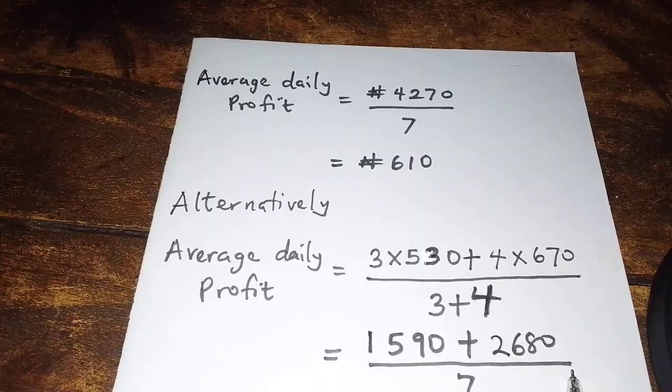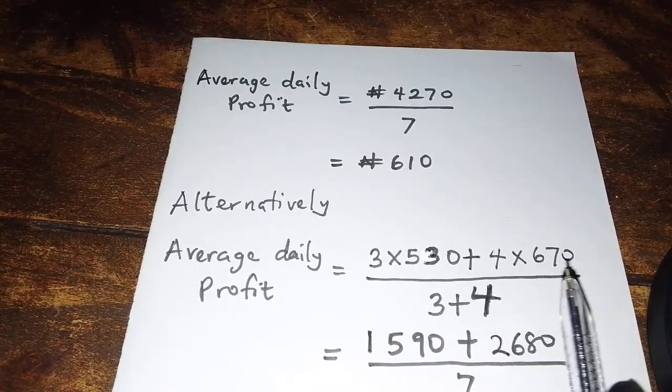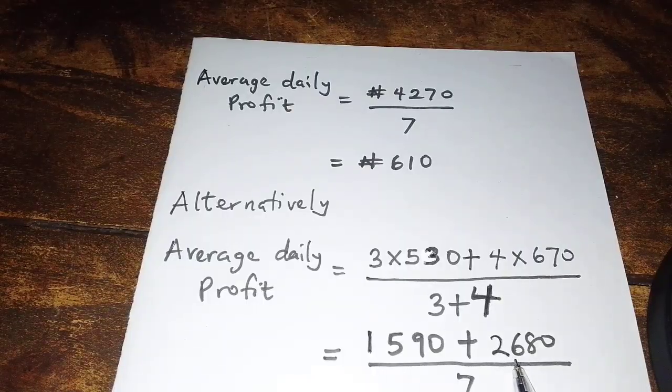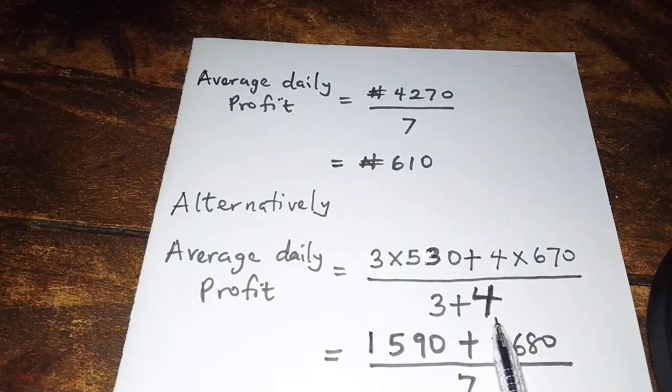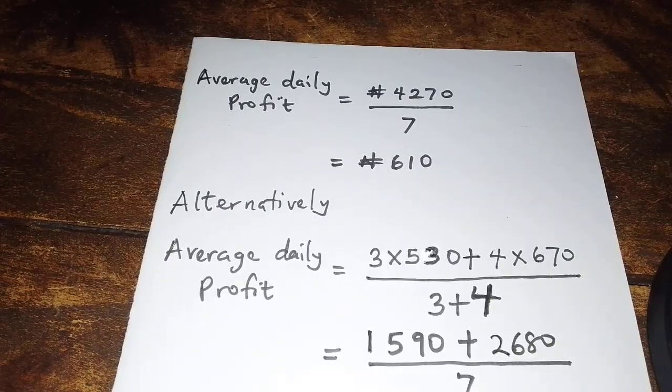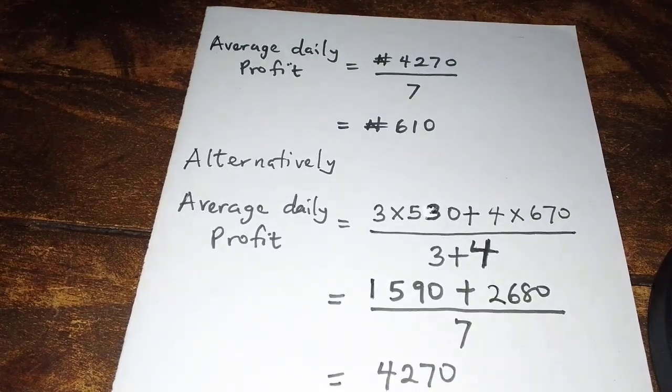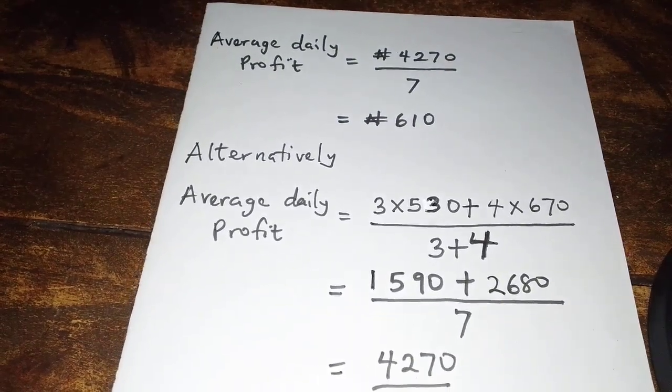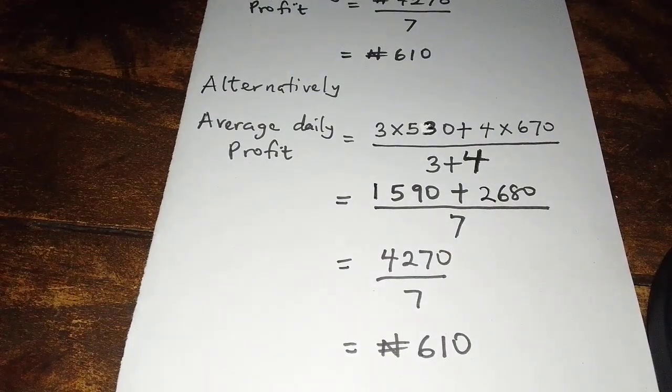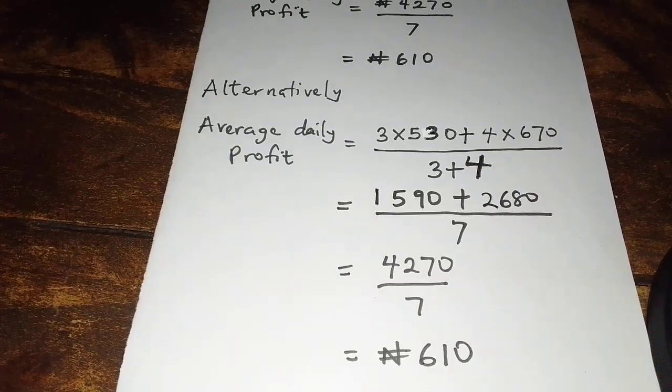So 3 times 530 gives you 1,590, plus 4 times 670 gives you 2,680. Everything divided by 3 plus 4, which is 7. When you add 1,590 plus 2,680, you have 4,270. Divided by 7 gives you 610 naira. So the problem can be solved in 2 ways. This is the alternate method.